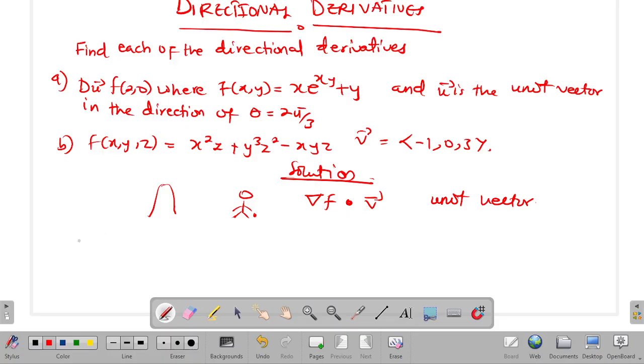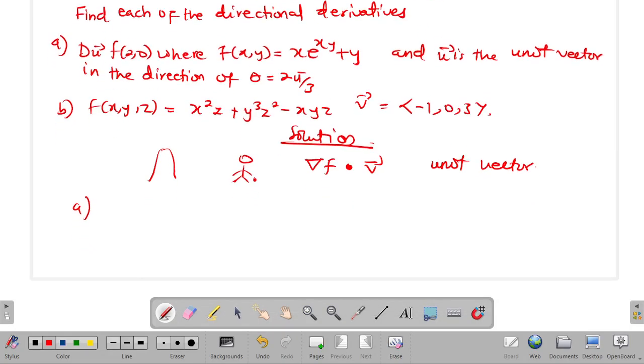Let's solve the first problem, A. So we have to find the directional derivative. This is the symbol D_u f of (2, 0), where f(x, y) is given as x e to the power xy plus y, and the vector is a unit vector in the direction of theta equal to 2 pi over 3. What do you do? You simply say D_u f of (2, 0). You don't know, right? I have my f(x, y), which is given as x e to the power xy plus y.